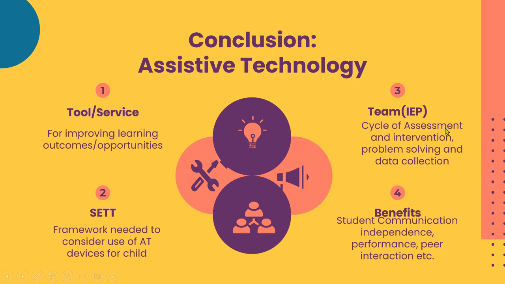So in conclusion, assistive technology is a tool or service for improving learning outcomes and opportunities. It requires a framework, a guided plan known as SET, to consider the use of AT devices for the child to be successful in these learning opportunities and environments. It does require a team effort of cycling through the assessment and intervention, problem solving, and data collection to continue the success for the student using this assistive technology. And then the benefits of assistive technology are student communication, fostering and development of independence, performance, and peer interaction, and so much more.